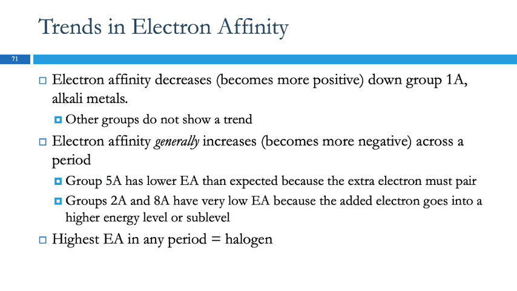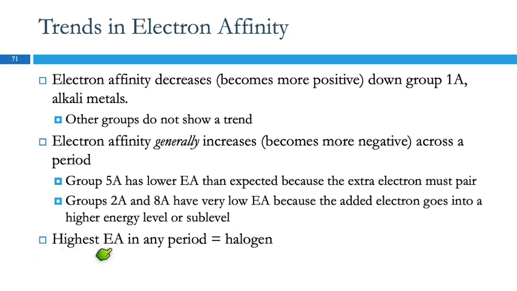Electron affinity does decrease, meaning it becomes more positive as you go down group 1A, but the other groups don't show a trend. Generally it increases as you go across, becomes more negative. But again, there's a lot of exceptions.